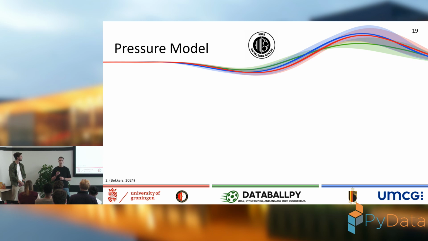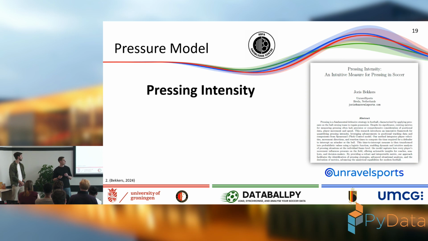When doing research on pressure, you need a model to quantify pressure. This is where the pressure intensity model by Joris Beckers comes in. I don't know if Joris is here in the room, but yeah, there he is. Thanks, Joris. I use the pressure intensity model, which captures pressure and turns it into a time to intercept. It was initially introduced by Spearman for a passing model. The time to intercept value gets transformed using a logistic transformation into the so-called probability to intercept.